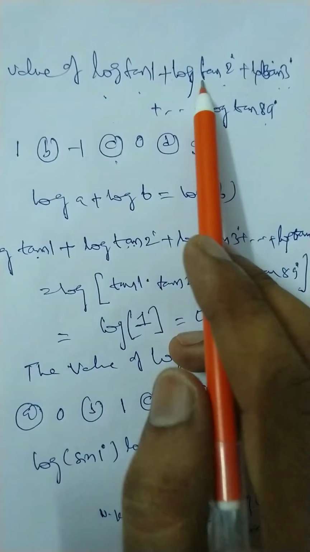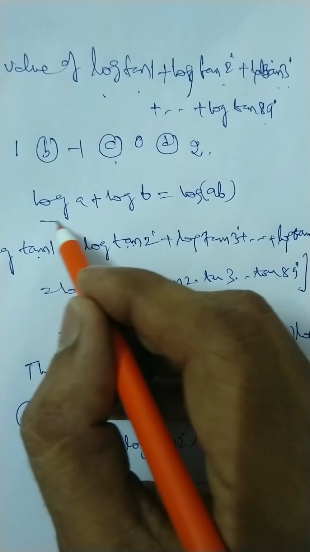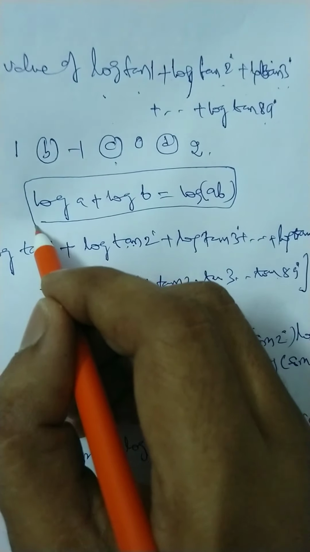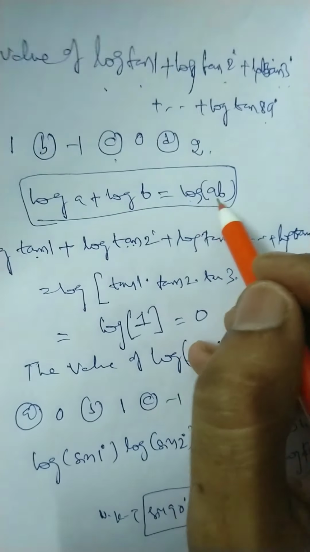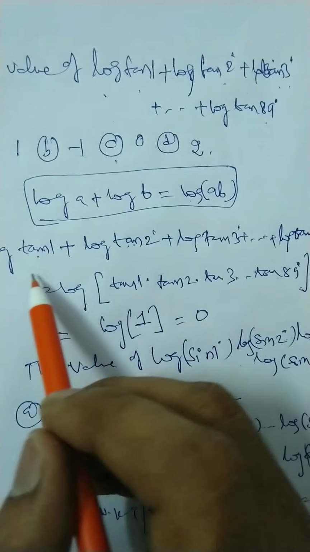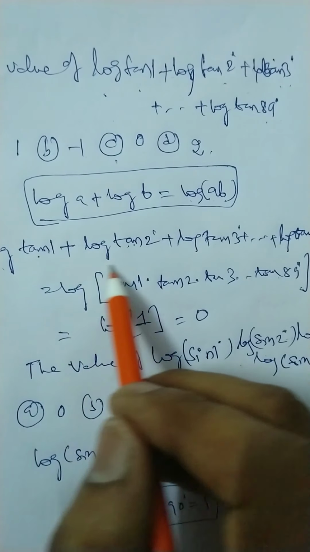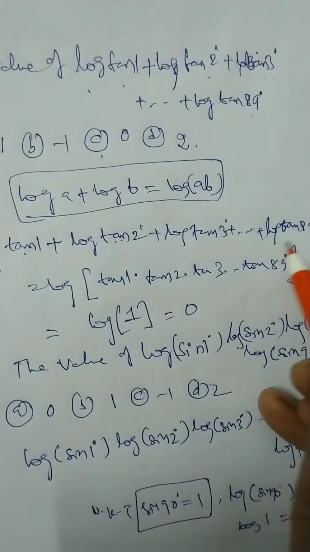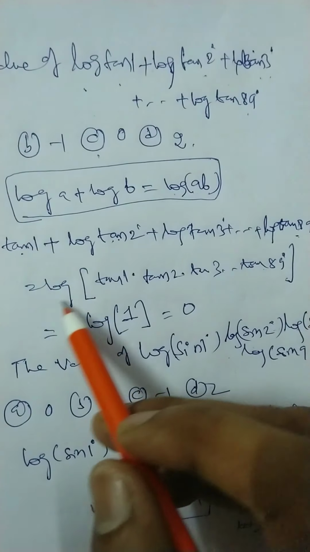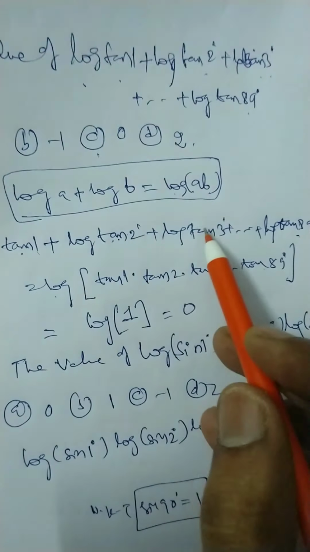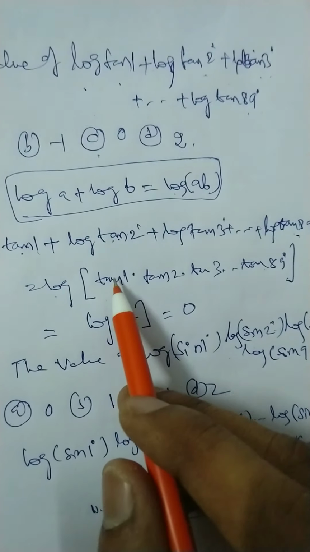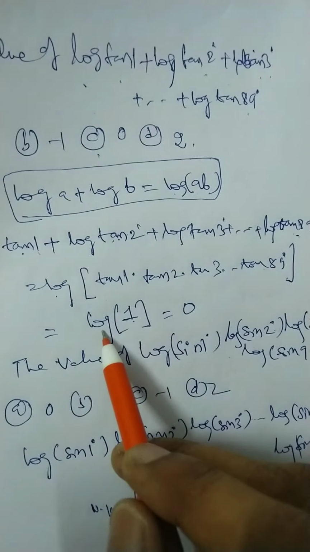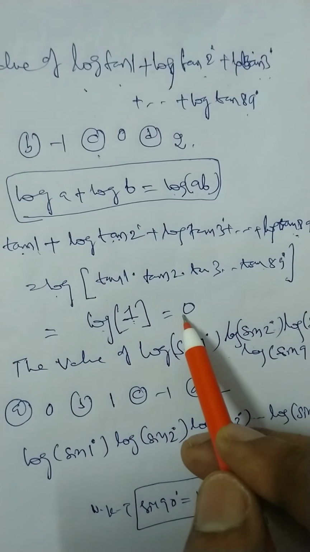To attempt this problem, we should have a basic idea that the sum of logarithms is equal to the log of the product of the values. Using this idea, we can write the sum log tan 1 plus log tan 2 plus log tan 3 and so on plus log tan 89 degrees as log of a, b, c up to this. We already know that this product value is equal to 1 from the previous problem. So log 1 is equal to 0.